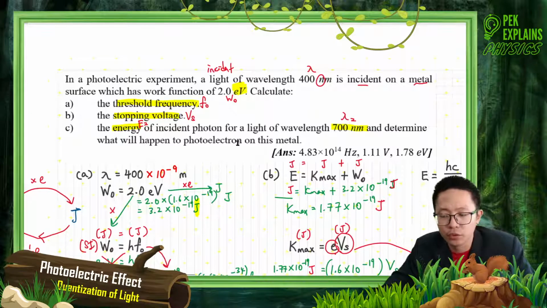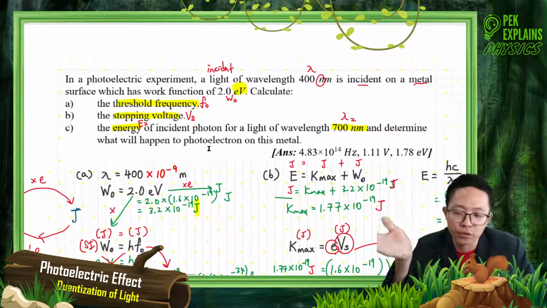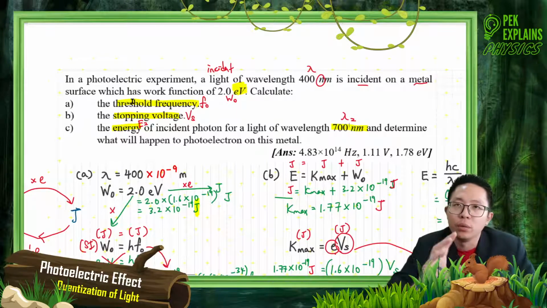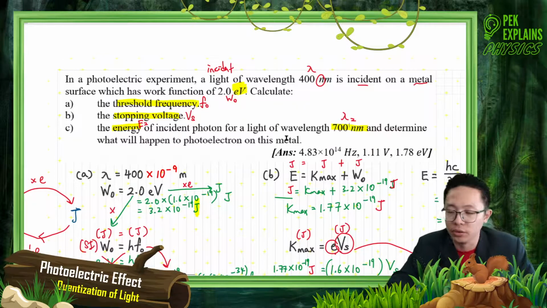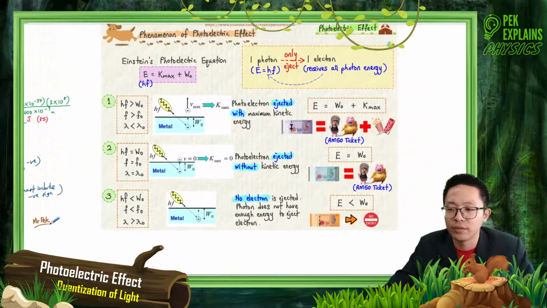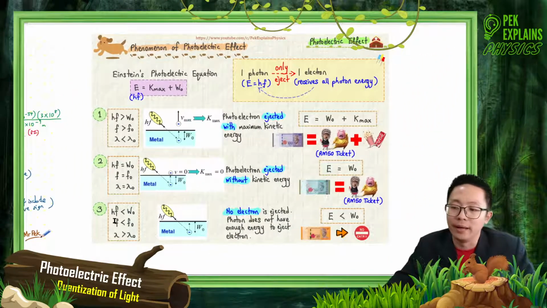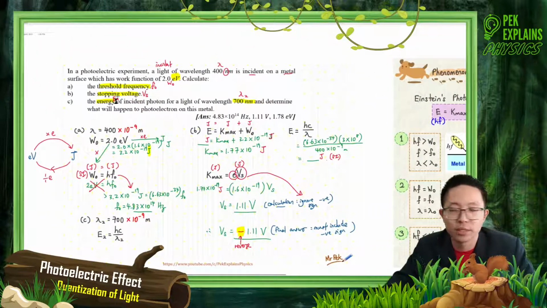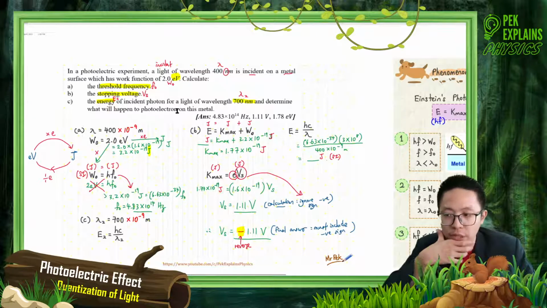What will happen to the photoelectron? This one will talk about whether the photoelectron will be ejected or not. Actually, we are discussing this phenomenon of the photoelectric effect. The question is asking whether the photon of this wavelength has enough energy to eject the electron. So we need to calculate the energy of the photon first and compare with the work function.